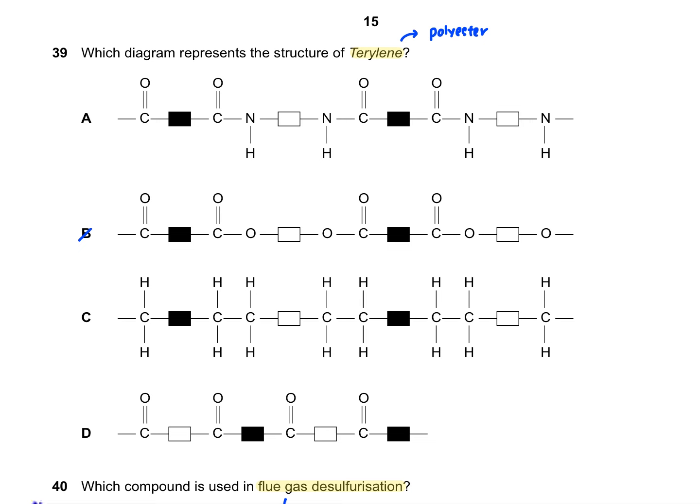Question 39, which diagram represents the structure of Terylene? Terylene in our syllabus is the classic example of polyesters. So we need to look for a diagram, a structure that contains ester linkages. So in this case, if we look at the structure of B, these are your ester linkages. Now note that these ester groups actually link the monomers together, as compared to the question that we saw earlier. So this is a polyester, this is a condensation polymer.